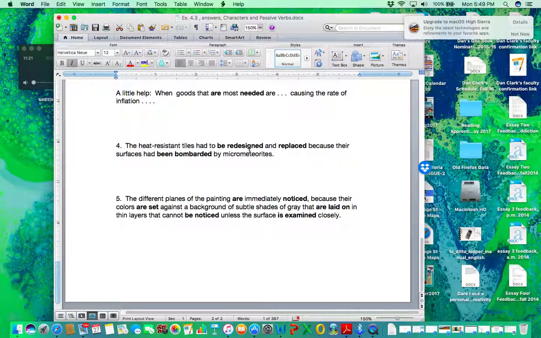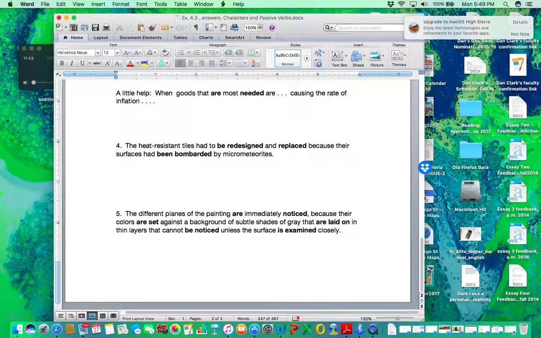The heat-resistant tiles had to be redesigned and replaced because their surfaces had been bombarded by micrometeorites. So here everything's passive. This "be" goes with replaced: be redesigned and be replaced, even though it's only there once, but it does go there. So we just have to decide who's redesigning and who's replacing. Well, let's make something up.